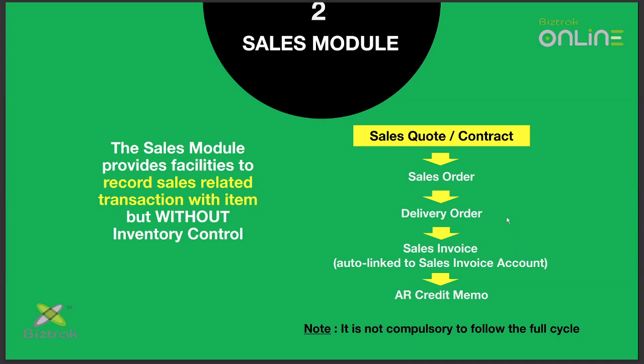So we have some notes here. It is not compulsory to follow the full cycle. Let's say your business starts with the sales order, so you can start with the sales order without keying in the sales quotation. Or maybe your company only records the sales invoice without recording any sales order or delivery note. Okay, you can do that also. You can directly create the sales invoice in our system.